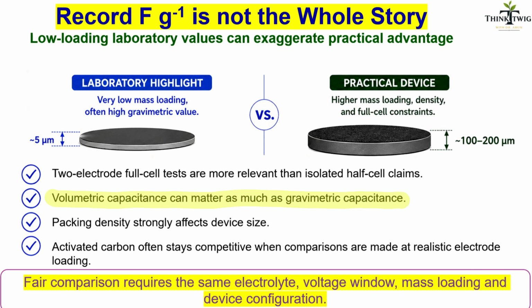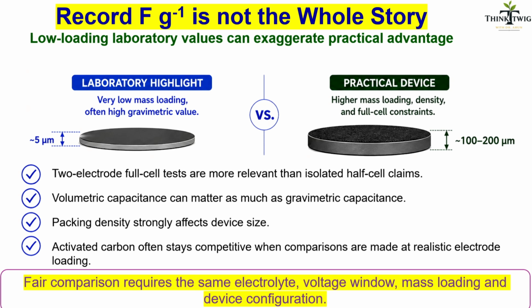Then we have gravimetric and volumetric performance. Gravimetric capacitance means capacitance based on mass, normally reported per gram. Volumetric capacitance means capacitance related to the volume occupied by the electrode. Both can matter. A very light and porous material may show an attractive value per gram, but if its packing density is very low, a large volume may be needed to hold that mass.